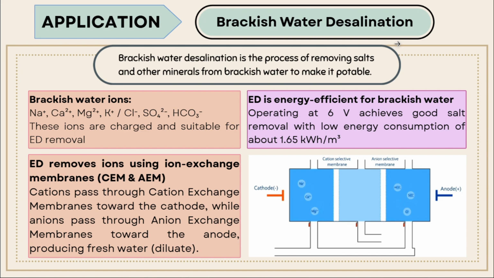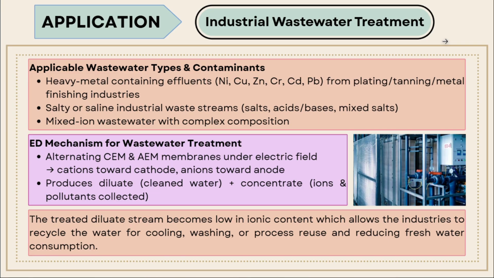Electrodialysis is considered energy efficient for treating brackish water because the salt concentration is not too high. Studies show that operating electrodialysis at around 6 watts can already achieve effective salt removal with low energy consumption, about 1.65 kilowatt hours per cubic meter of water treated. So overall, electrodialysis is an efficient and practical method for producing drinkable water from brackish water by selectively removing ions using an electric cell. Besides, electrodialysis can also be used in industrial wastewater treatment.